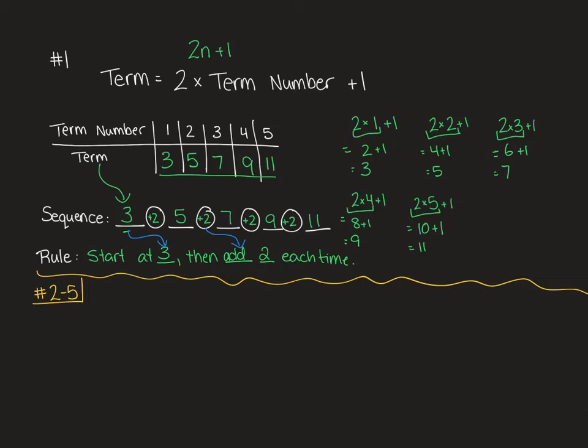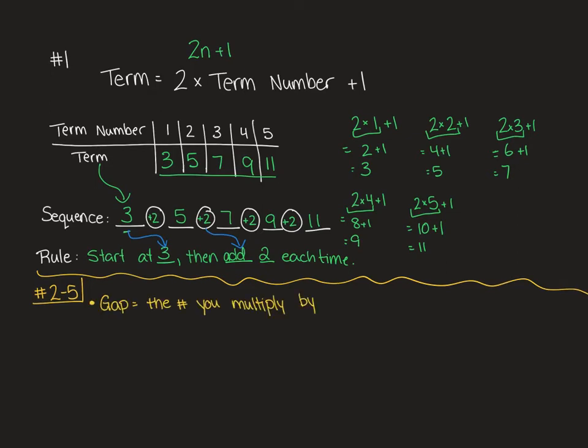Now for questions 2 to 5, I'm not necessarily going to go through each question because they're just asking you for information based on what you're seeing from taking a formula, turning it into a table, making that into a sequence, and writing a rule. But there are several connections I'm going to point out to you that will help you with answering these questions.